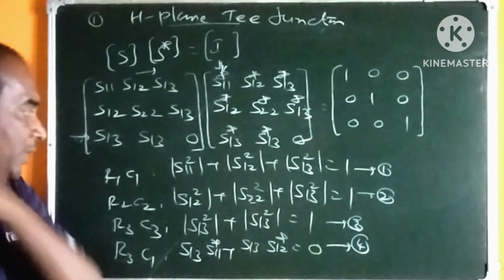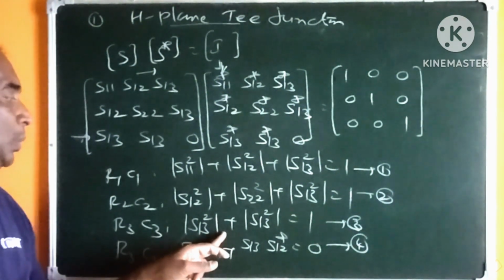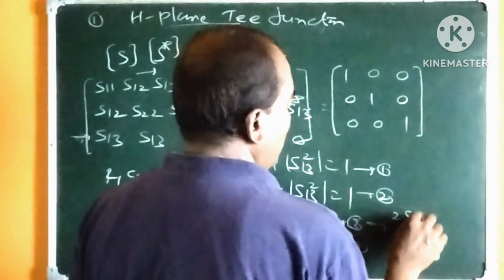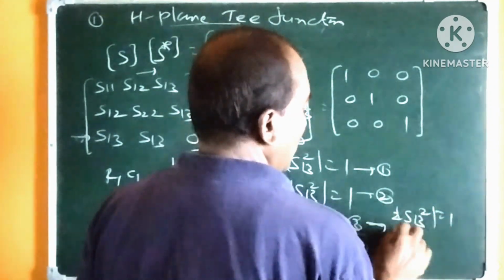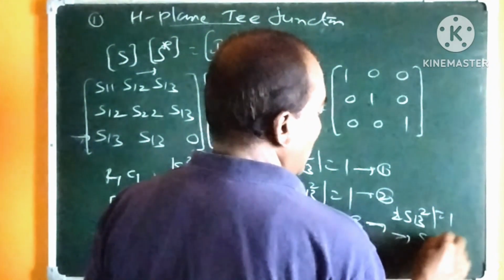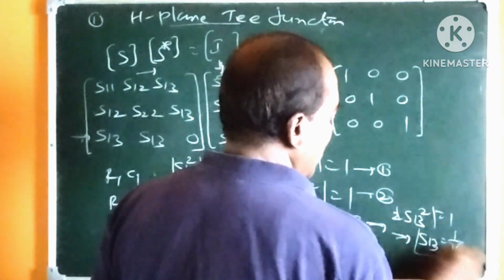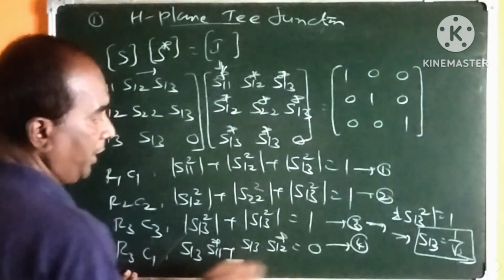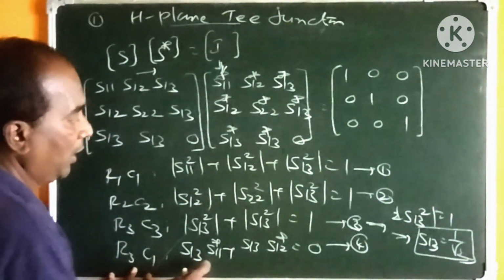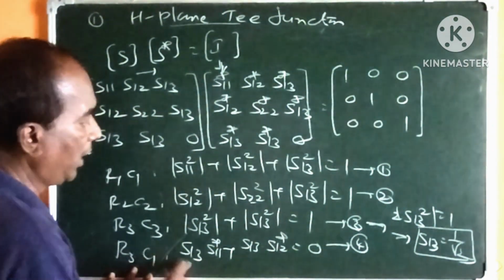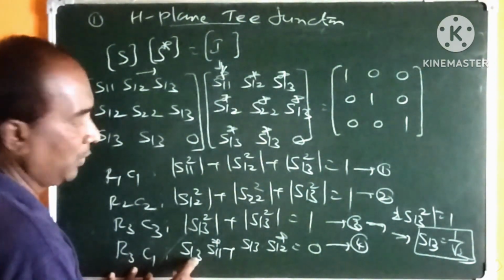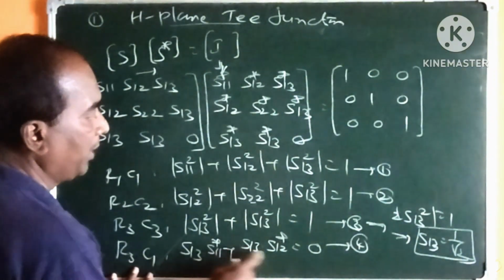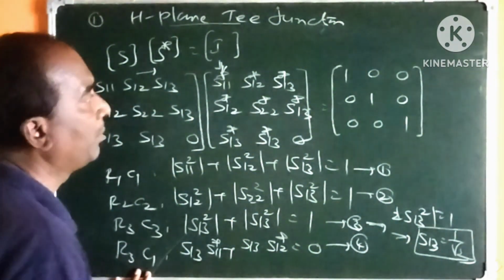Now from equation 3, you can say that 2 into S13 square equals 1. Otherwise, S13 will be equal to 1 by root 2. Now, you substitute that S13 in equation 4. By substituting in equation 4, taking S13 out as a common factor, it is S13 into S11 complex conjugate plus S12 complex conjugate.